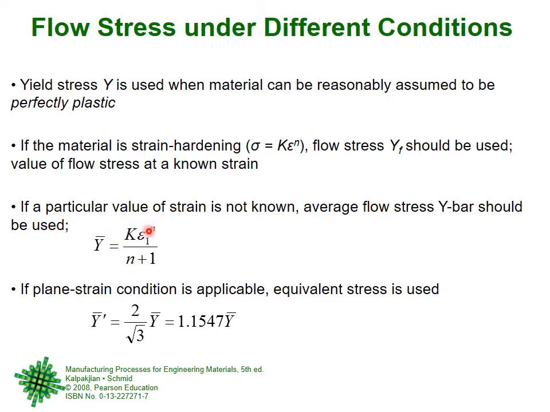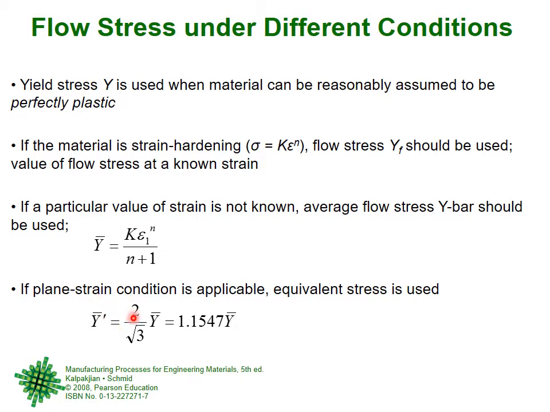are the hardening exponent and strength coefficient of the material, and epsilon 1 is the known strain at any given value. So if the particular value of strain is not known, take the average stress. If the plane strain condition is applicable, this is important, then the equivalent stress is used. You have the Y bar multiplied by 2 upon root 3. You get the plane strain Y bar.